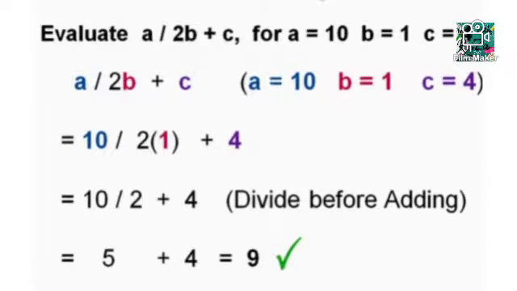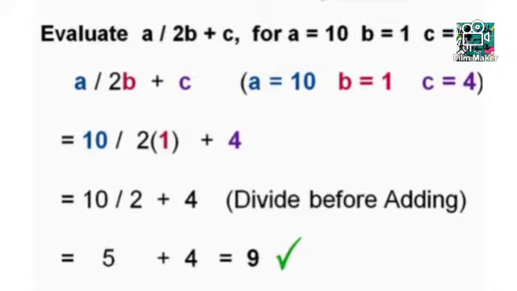Now see the second one. Evaluate a divided by 2b plus c, and they have given values for a, b, c as 10, 1 and 4 respectively. First of all, write the formula a divided by 2b plus c. Now just substitute the values given instead of the letters. a is given as 10, so write 10 divided by 2. b is given as 1, so 2 times 1, plus c is given as 4, so plus 4.